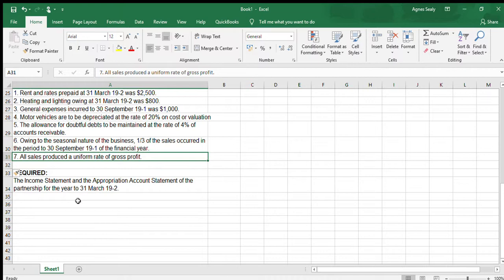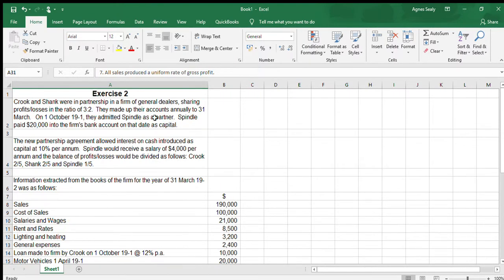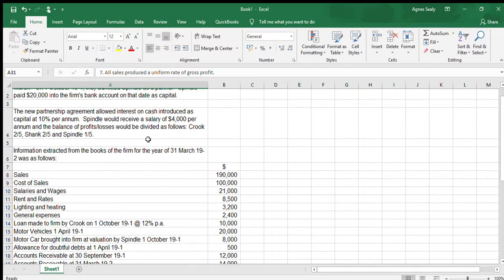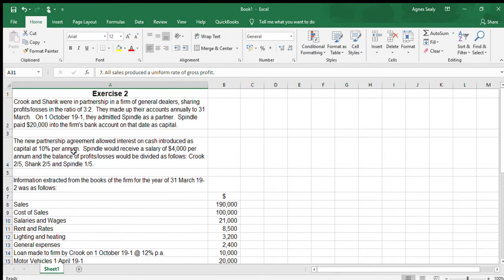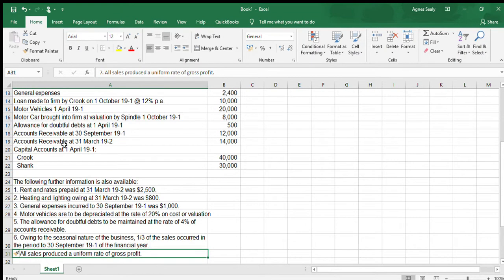Now that we have established the financial year, the next thing we need to look at is when the change in the partnership occurred. If we go back up, we will see that the question stated that on October 1st, the partnership decided to admit Spindle as a partner into the business. So we had a change in the partnership agreement on October 1st, 19-1.